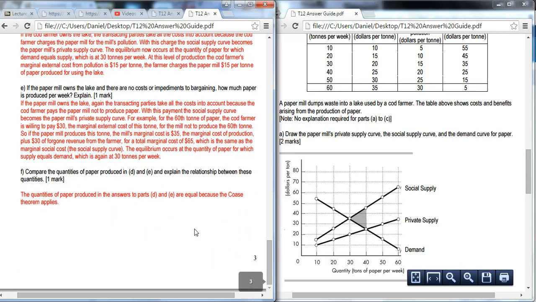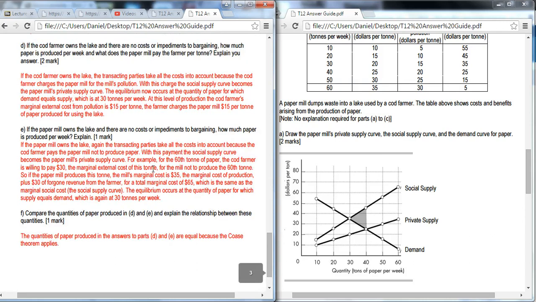So the reason that the quantities of paper produced in both D and E is the same is because the Coase theorem applies. Because in part D, if there are no transaction costs and they're free to trade the externality, and the farmers own the lake, well, the paper mill is going to pay them, so they can produce. They're going to pay them the cost.